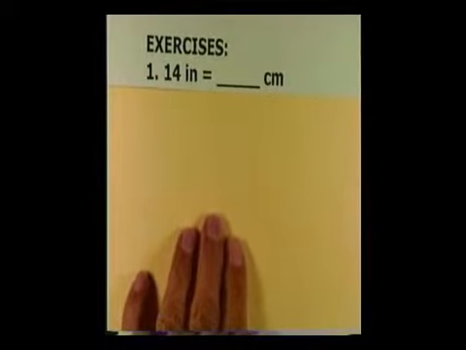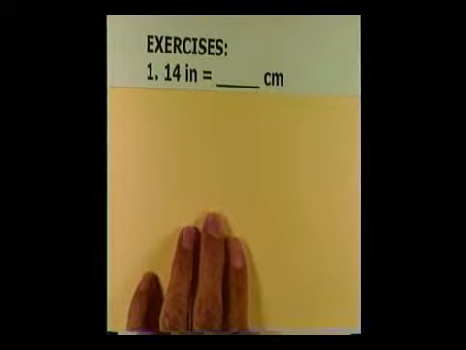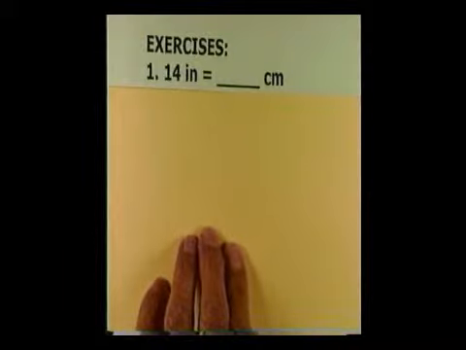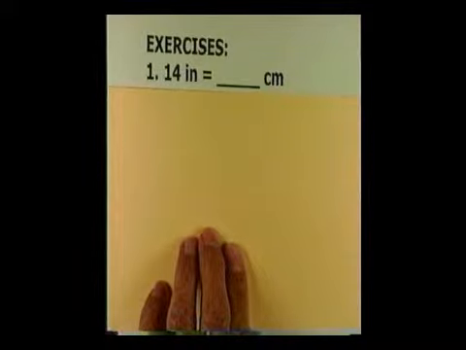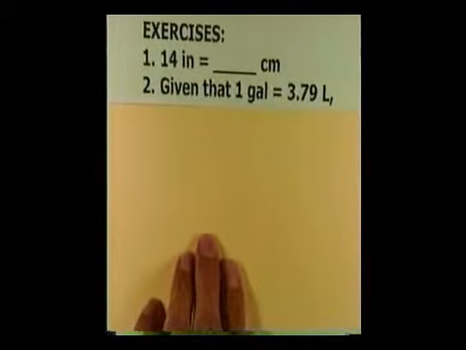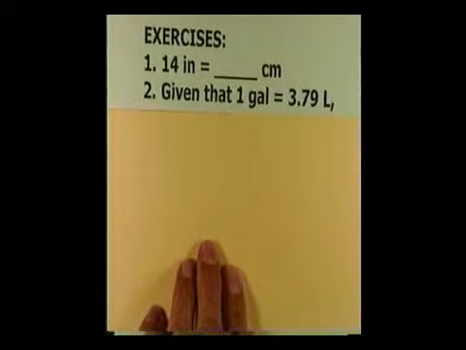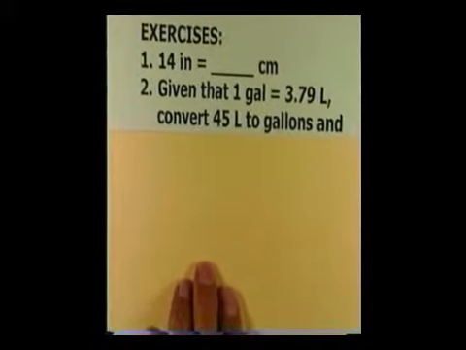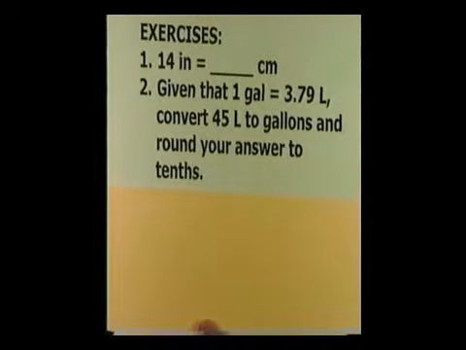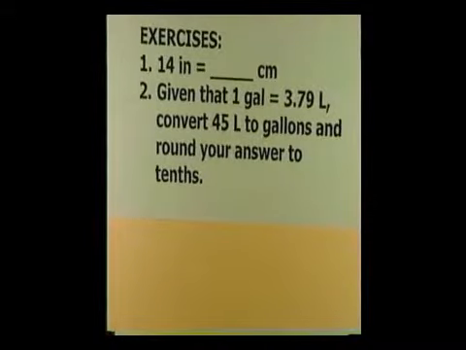The first one: 14 inches is equal to how many centimeters? I'm not giving you a conversion fact, so therefore you must use one of the 3 that I gave you to memorize. The appropriate conversion fact is that 1 inch is 2.5400 centimeters. In the second one, I give you a conversion fact. Given that 1 gallon is 3.7900 liters, convert 45 liters to gallons and round your answer to tenths.